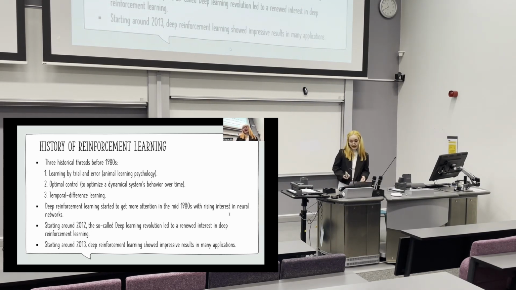In the mid-1980s, deep reinforcement learning started to get more attention because of the rising interest in neural networks. Starting around 2012, there is a revolution on deep learning, which led to a renewed interest in deep reinforcement learning. Later in 2013, deep reinforcement learning started to show impressive results in many applications.